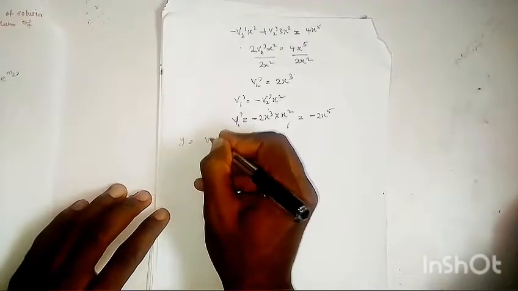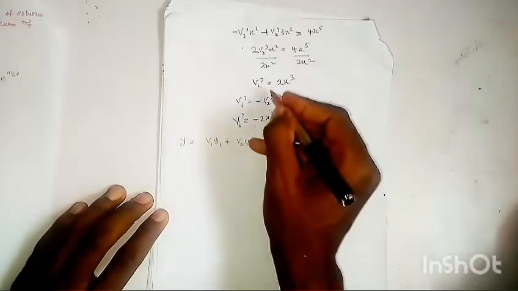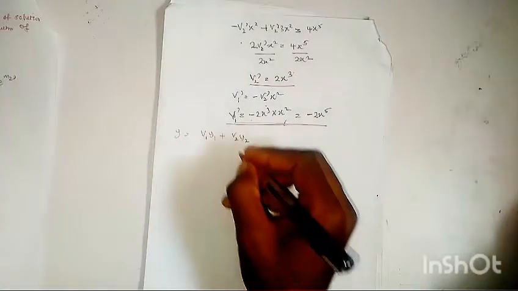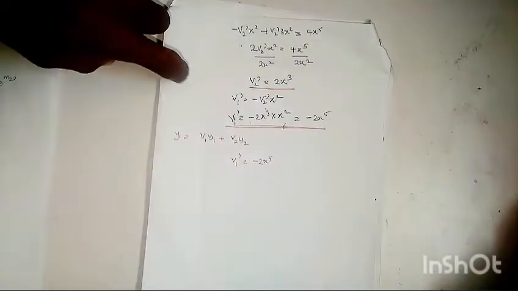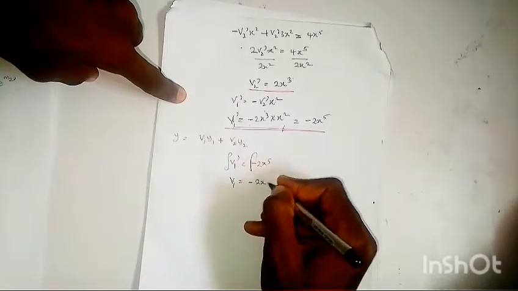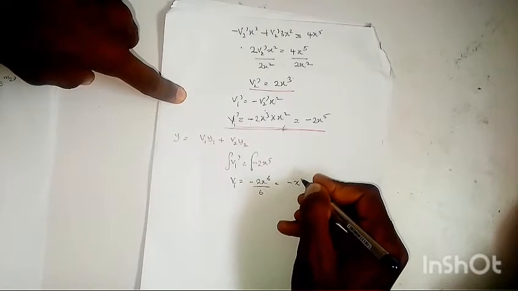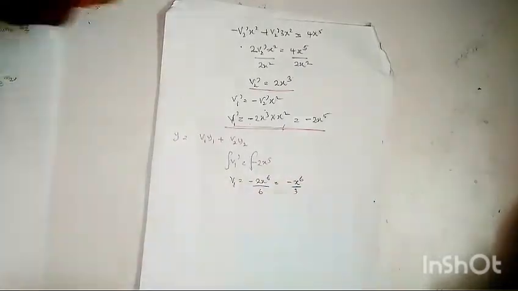Remember, the solution we are looking for is equal to v1y1 plus v2y2. So basically, we have my v2 prime and I have my v1 prime. What is left for me is to integrate them. Since I have my v1 prime equal to minus 2x raised to the power 5, integrating it to get my v1, I have v1 is equal to minus 2x raised to the power 6 over 6, which gives me minus x raised to the power 6 over 3.